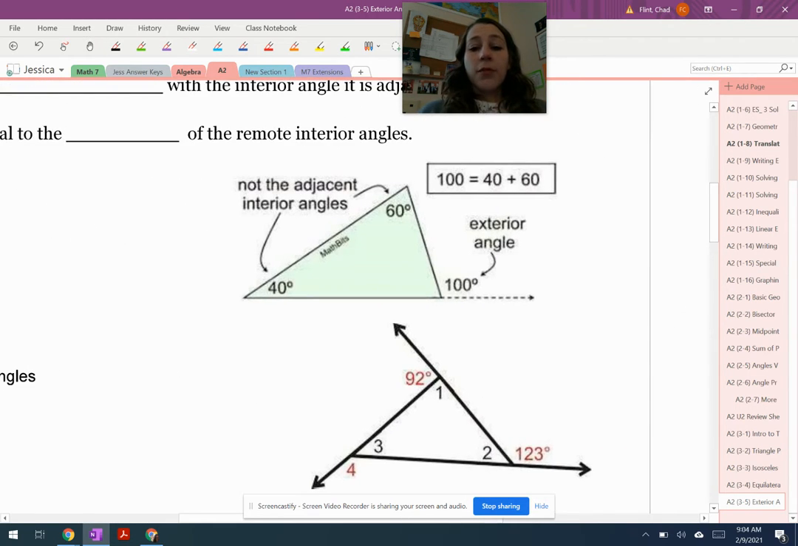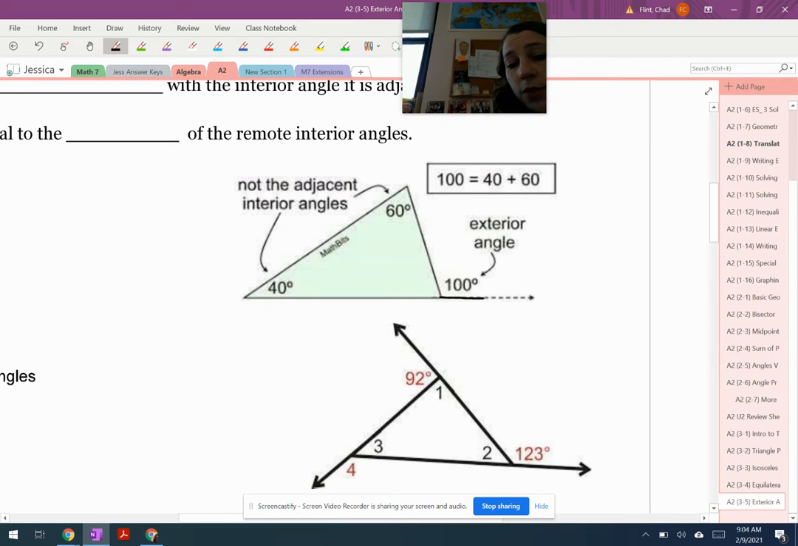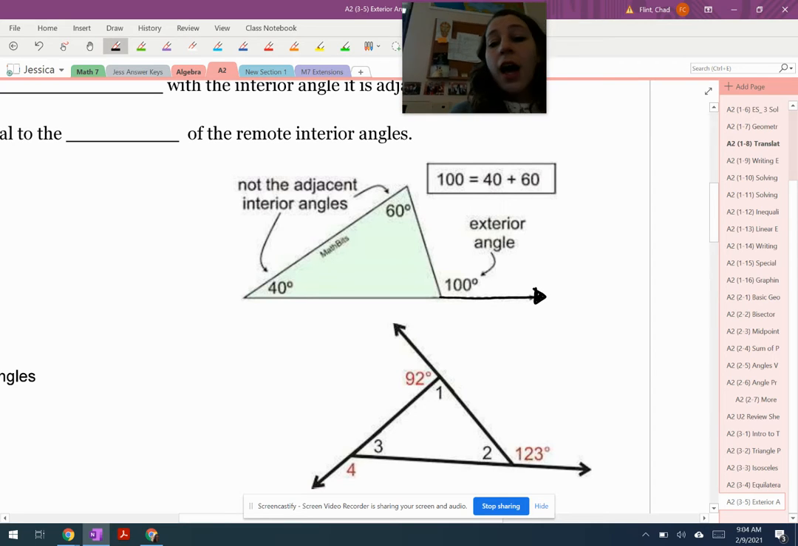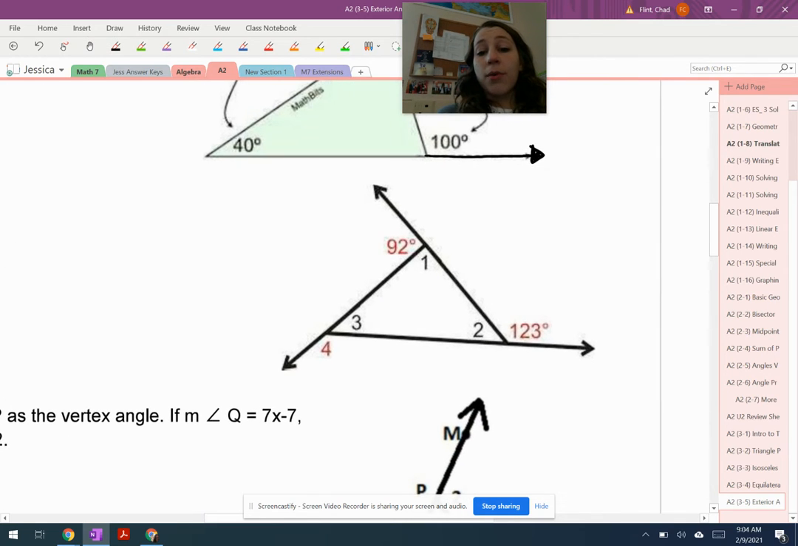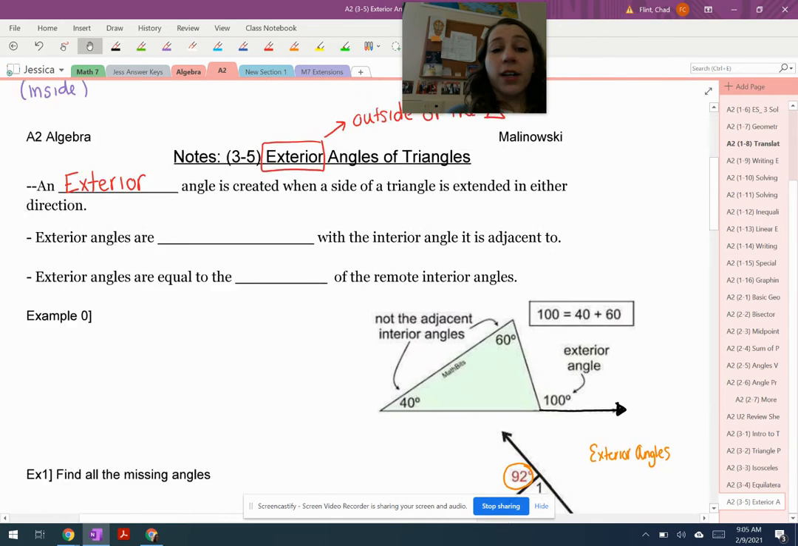So if I look at my example down here, I've got a triangle, this regular triangle, and I am extending one of those sides in either direction. I can make 3 exterior angles like you see in this diagram down below, right? Each side is being extended in one direction, creating 3 exterior angles. Angle 4, this 123, and that 92. Those 3 are exterior angles, right? Those 3 angles on the outside of the triangle, not on the inside of the triangle.